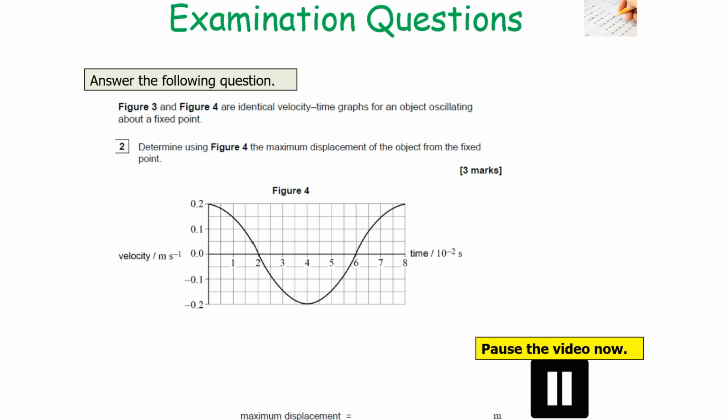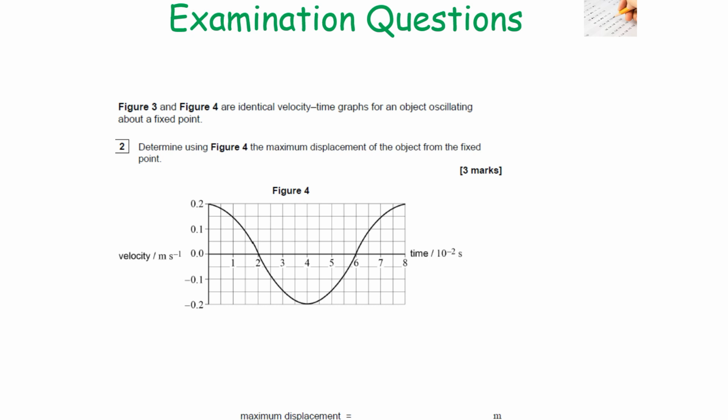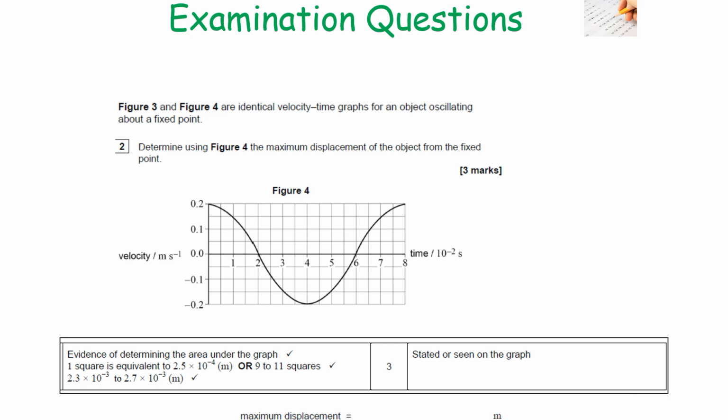Right, so how do you answer this particular question? Well, you've got to be aware that to work out the displacement of an object, you've got to be working out the area under the graph. But it's important to note that if it's below the x-axis, it's going to be a negative value, and above the x-axis is going to be a positive value, because you want to work out displacement and not distance travelled. So what you would do is you would determine the area under the graph, so you can work out what each square is equal to, and then you can count the number of squares. Then you can work out your answer to be 2.3 times 10 to the minus 3, or to 2.7 times 10 to the minus 3 meters.